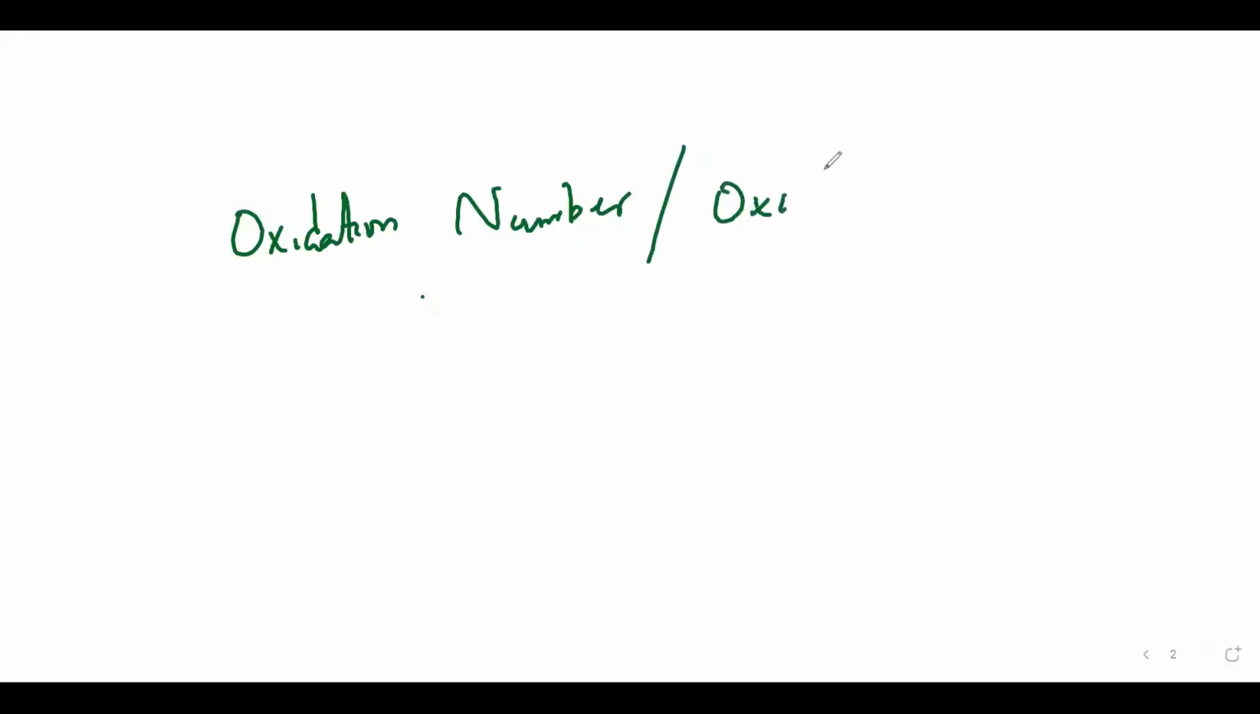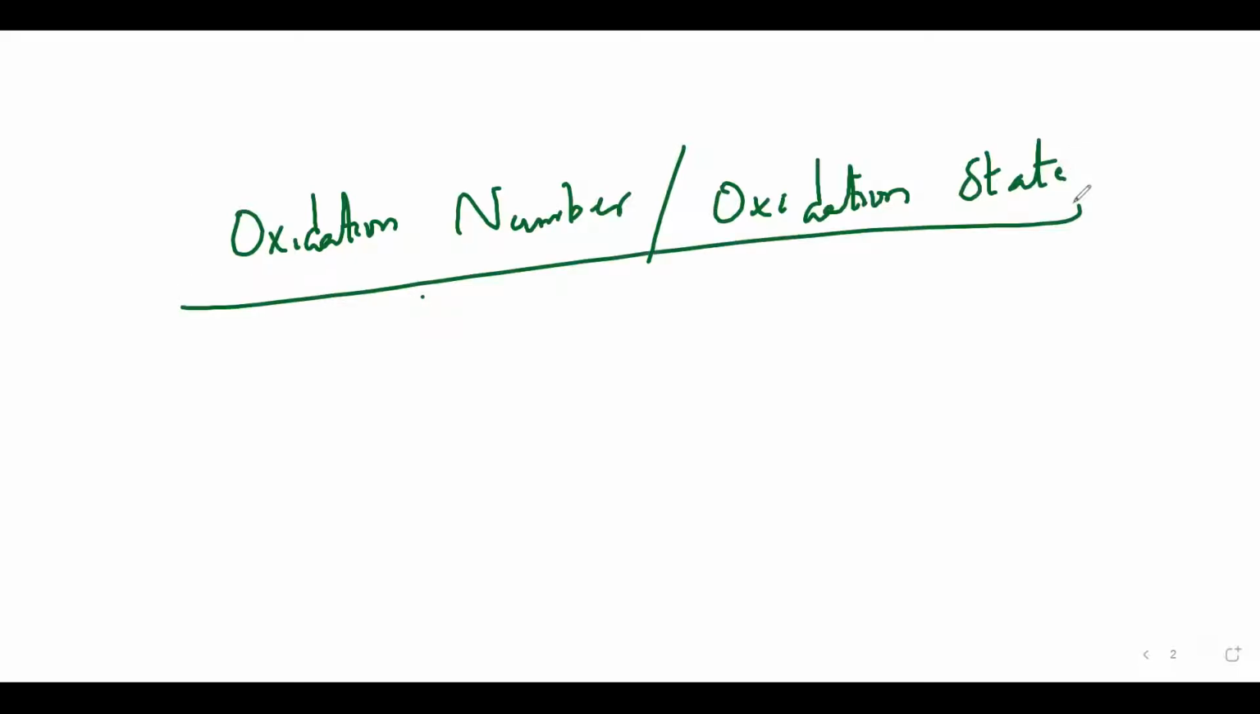So some of the basic things which are required for this particular chapter. One of the things which I want to revise is oxidation number or oxidation state, which you have learned in your class 11. Both are the same, number or state both are the same.